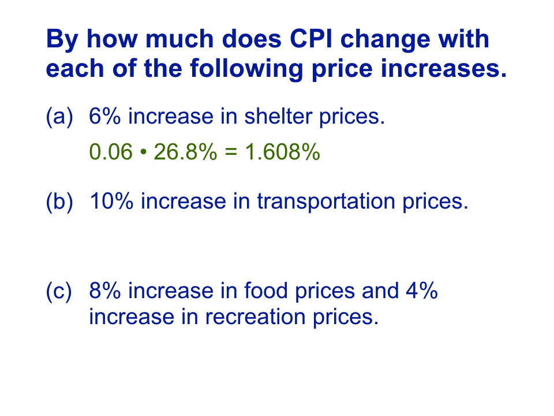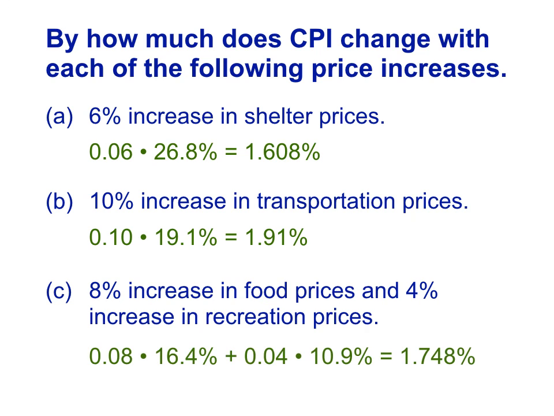If there's a 10% increase in transportation prices, that means that the price of my entire basket will go up by 1.91%. And if there's an 8% increase in food prices and a 4% increase in recreation prices, and these two events happen at the same time, then I'm going to get a 1.748% increase in the price of my basket.